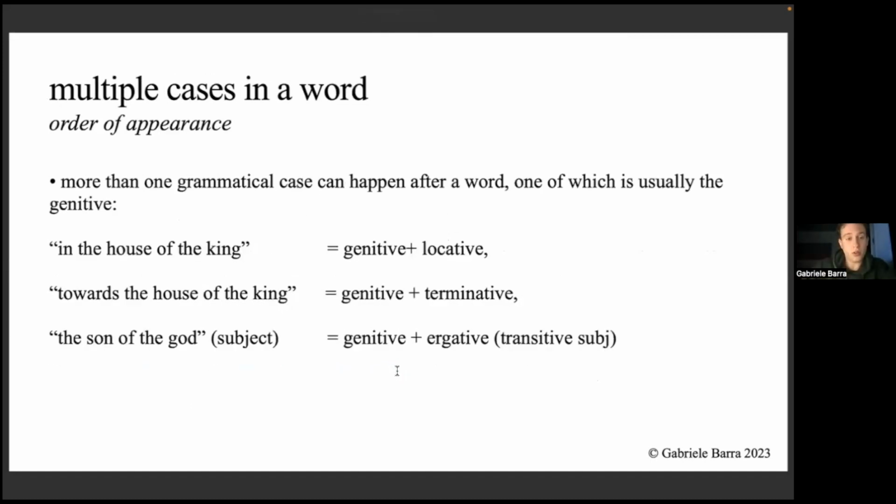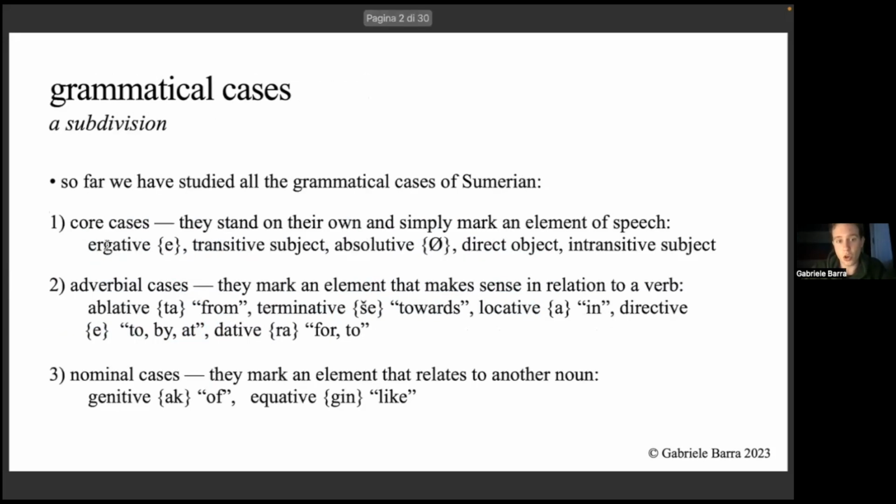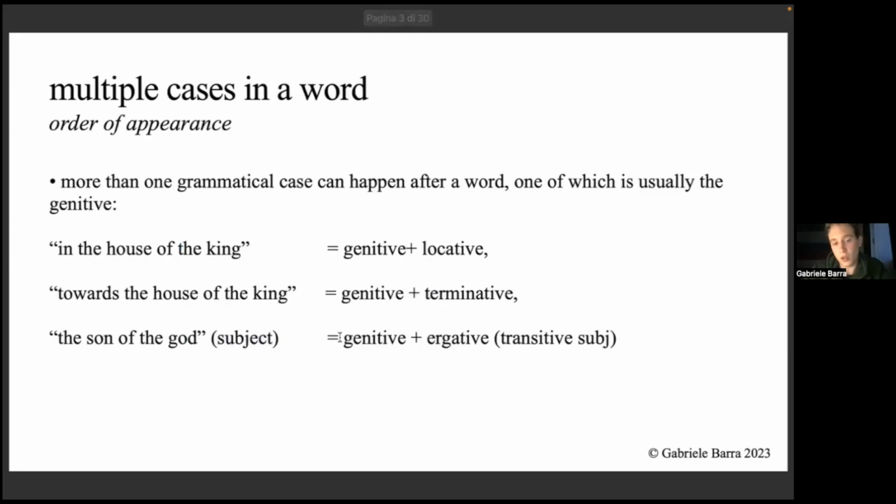Now, this is very important, on the other hand. It happens a lot that you have more than one case in the same noun phrase. For example, if you want to say "in the house of the king," you have the genitive in "house of the king," and then the locative, so you have both the genitive and the locative. Another example is "towards the house of the king," so genitive plus terminative. And "the son of the god," which is also the subject, so it takes the ergative e. So it's genitive plus ergative.